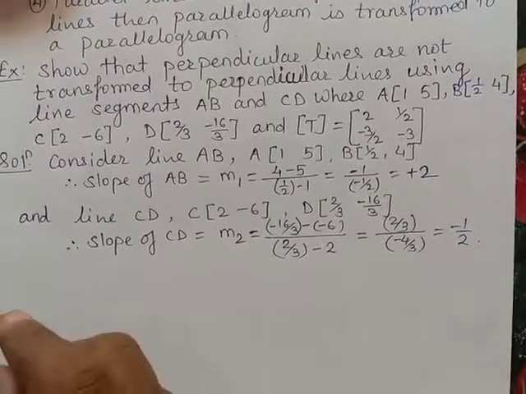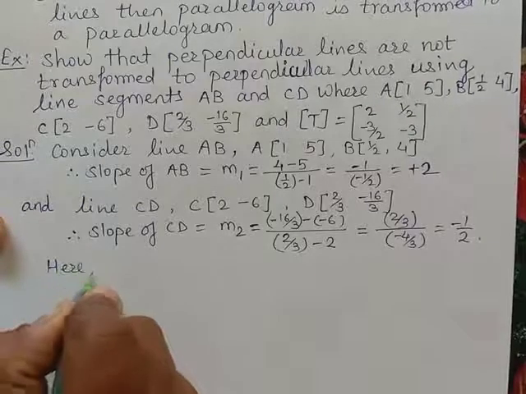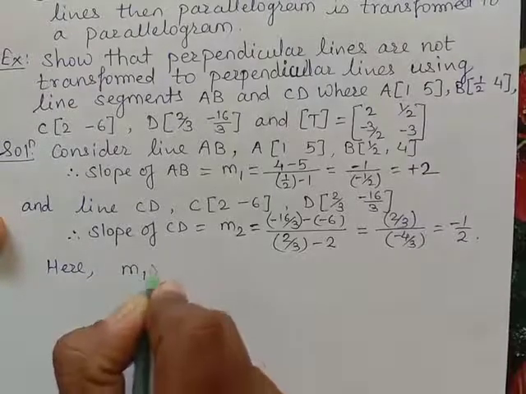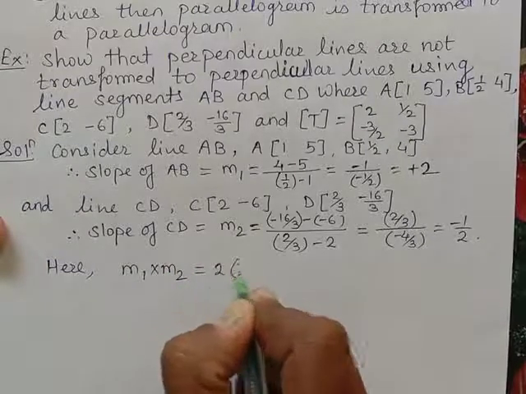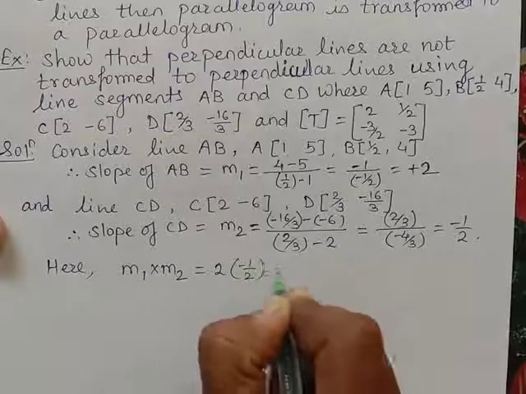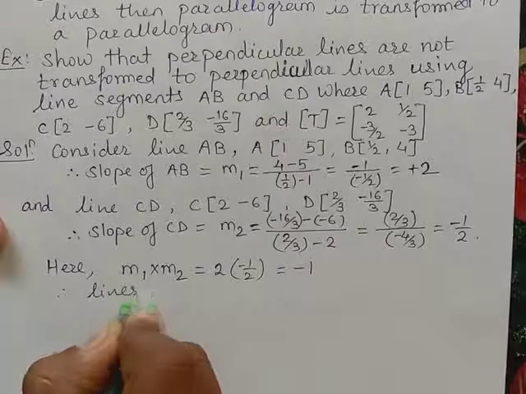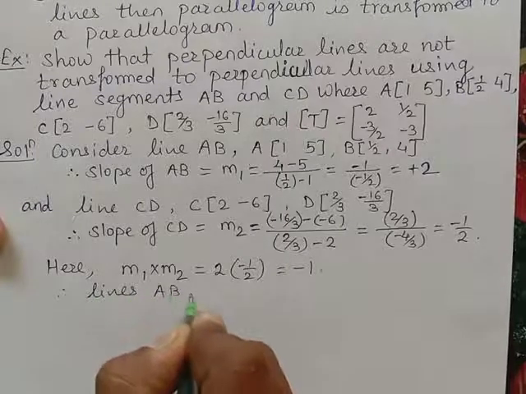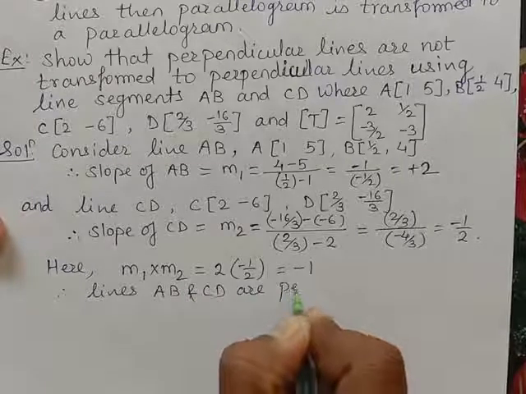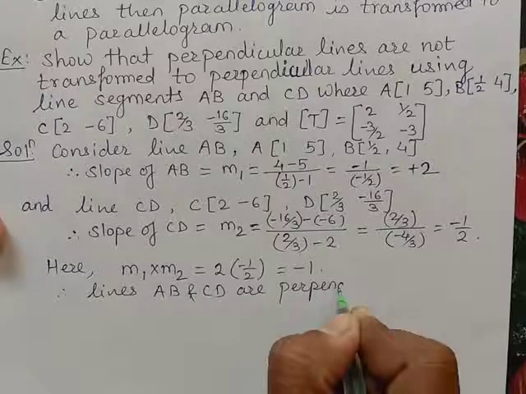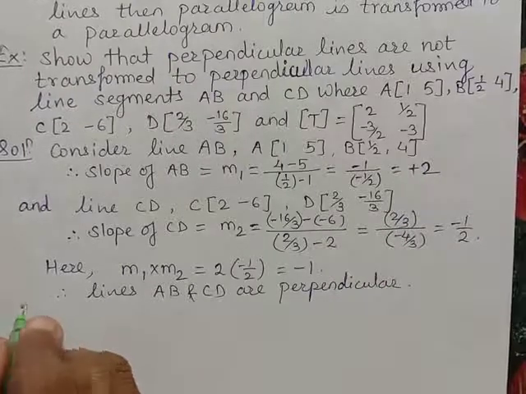Okay. Now here M1 into M2, that is 2 into minus half is what? -1. Therefore, lines AB and CD are what? Perpendicular. Are perpendicular.